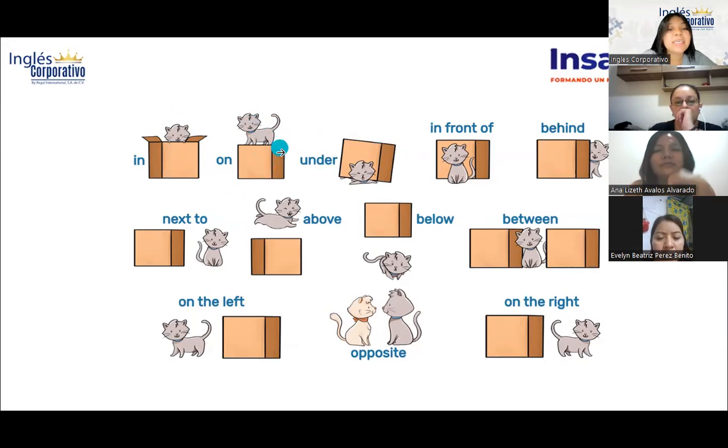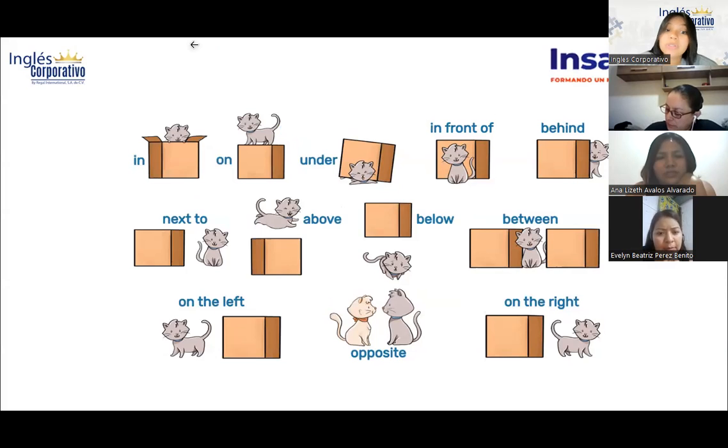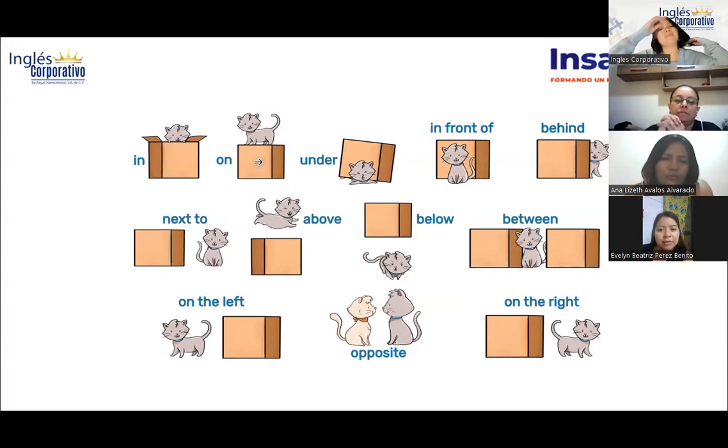Now, on. The cat is on the box. Siempre agarramos el verbo to be. Yes, always. The cat is on the box, because we are showing a location. So we are showing where the cat is. Tenemos que usar el verbo to be porque estamos diciendo el gato está. Está sobre la caja. Este sería estar, el verbo to be.